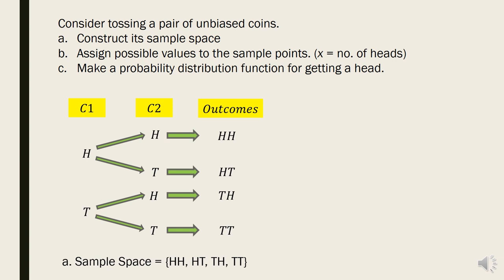Now, let us proceed to B. We will assign possible values to the sample points, where X is the number of heads. So this is our X. How many heads do we have in the first outcome? There are 2. How about in the second? 1. How about in the third? There's only 1 head. How about in the last outcome? You have observed that there is no head, so we will use 0. So these are now the assigned values to the sample points.